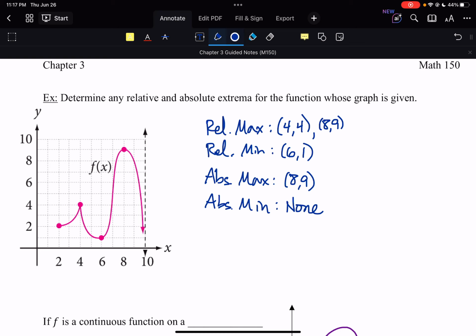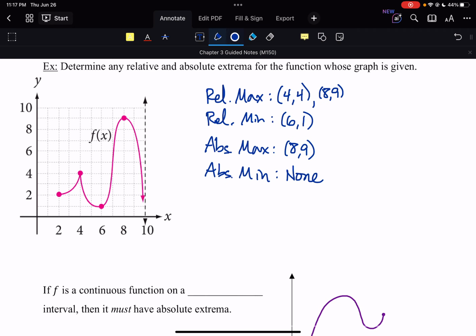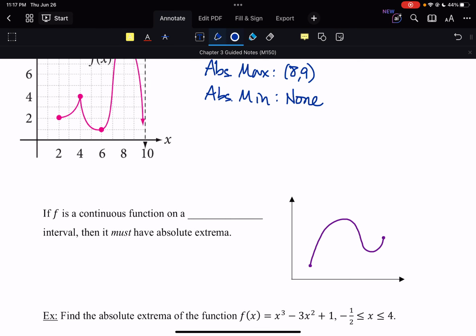Now, I've made a big deal the last few minutes about how a function does not have to contain an absolute max or an absolute min. There is one caveat to this, though. If f is a continuous function on a closed interval, then it must have absolute extrema. So this is the one kind of exception to that rule.